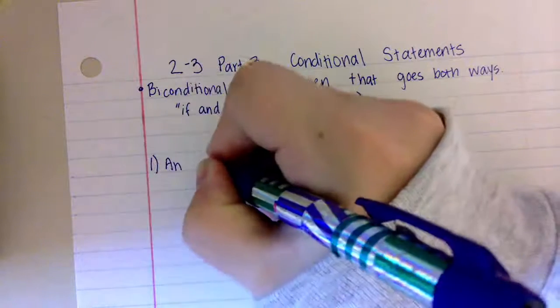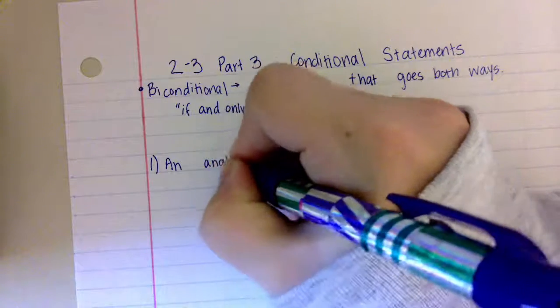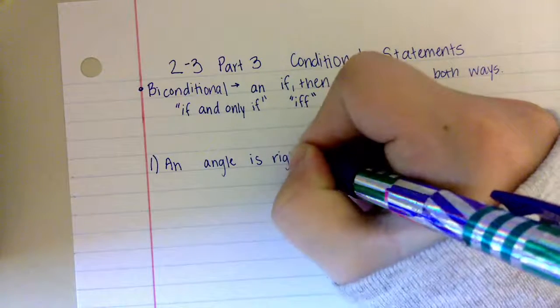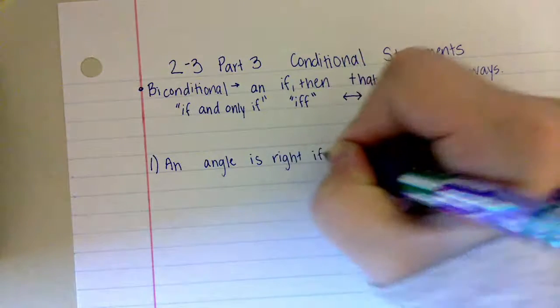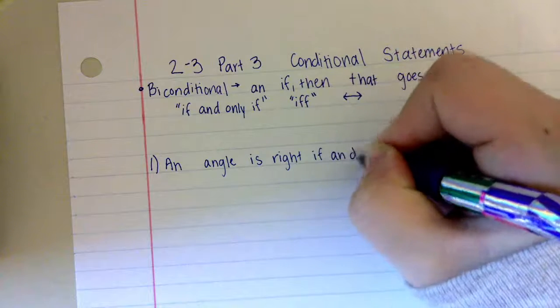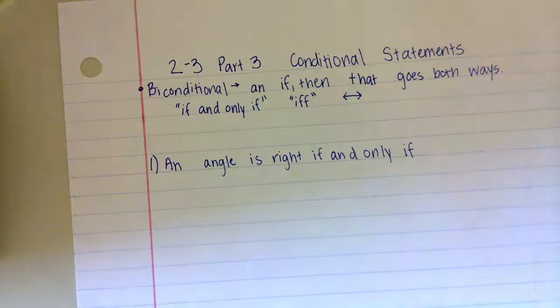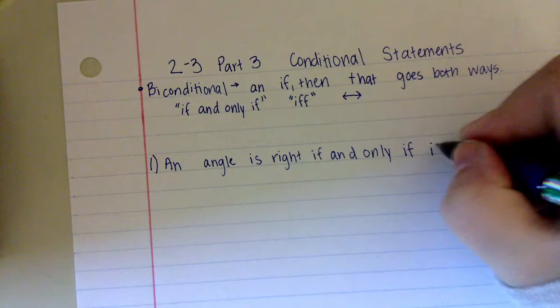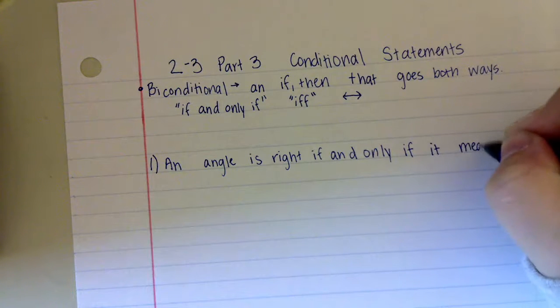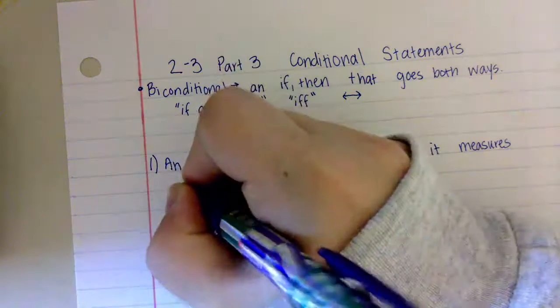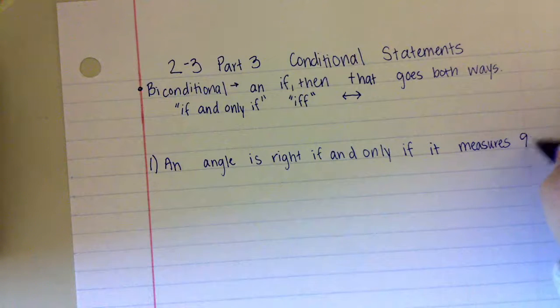Okay, so we have 3 examples. Example number 1: an angle is right if and only if it measures 90 degrees.